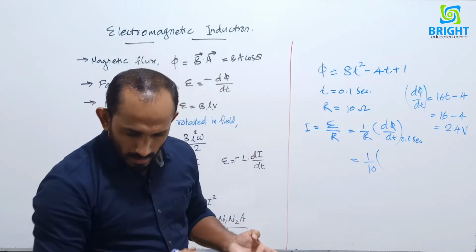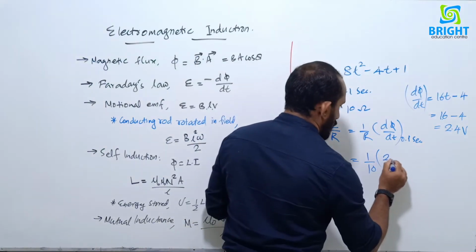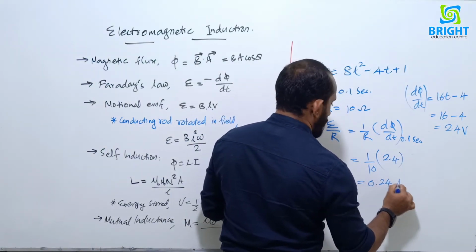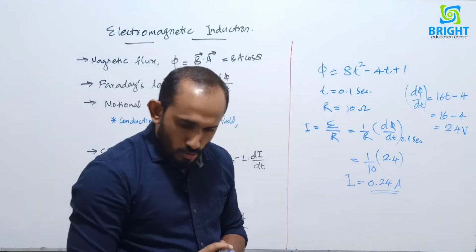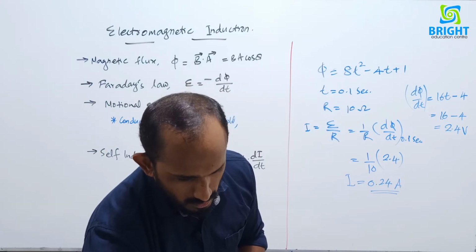And here the answer is 0.24. So 2.4 you are getting, that is 0.24 amps. That is the current passing through this circuit. And one more question we can check.